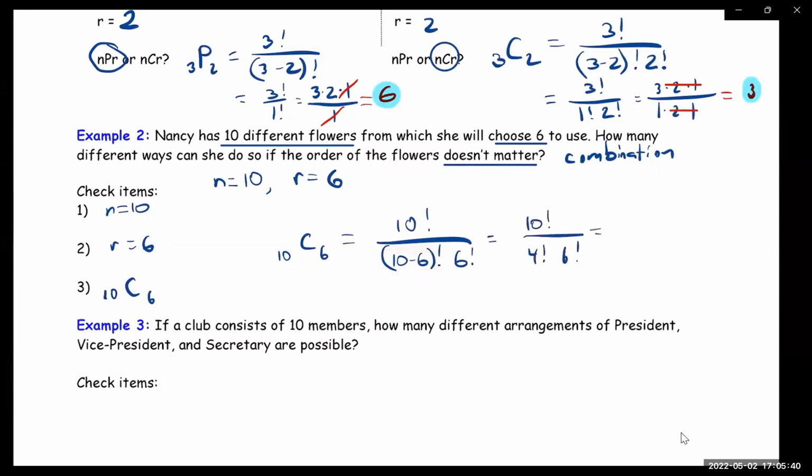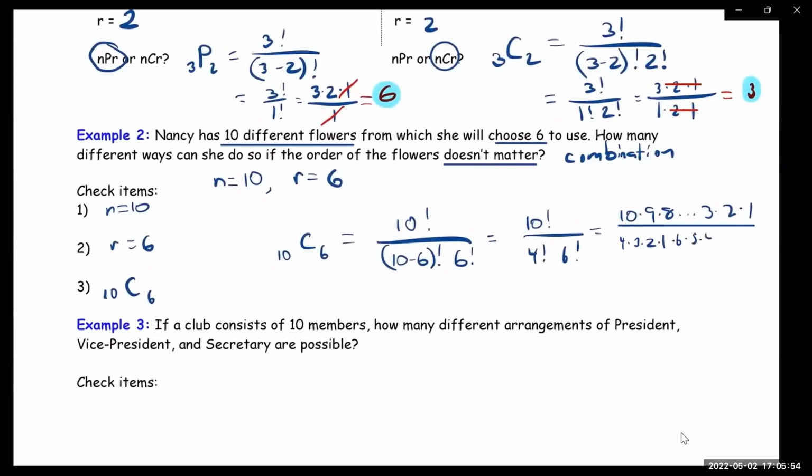And then you can write this out, 10, 9, 8. You can do the dot, dot, dot like I am, 3, 2, 1. Or if you want, you can just write out every single number. 4 is going to be 4, 3, 2, 1. 6 is going to be 6, 5, 4, 3, 2, 1. Maybe I should have written them all out because it's going to be a little bit difficult to see what I'm crossing out. So let me just write them all out.